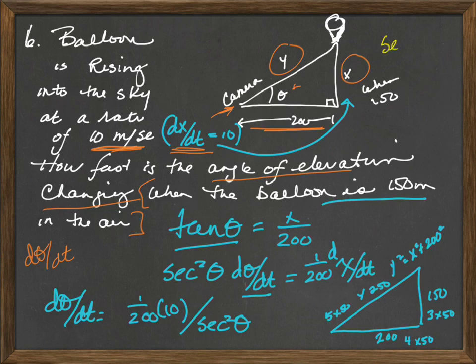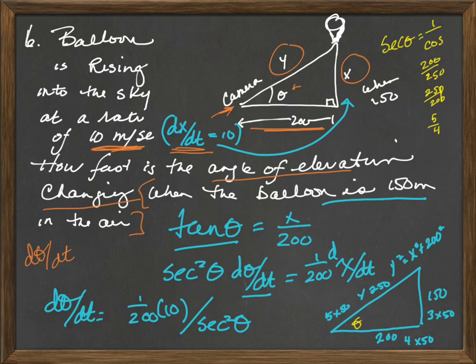Secant theta is 1 over cosine. And the cosine in this triangle using theta would be 200 over 250. So we can reciprocate it, make a reciprocal, switch it. 250 over 200. Okay, so that would be, divide by 50, 5/4. So we get 5/4 for a secant, but it's squared.